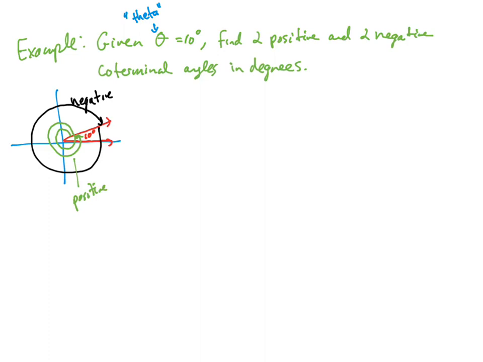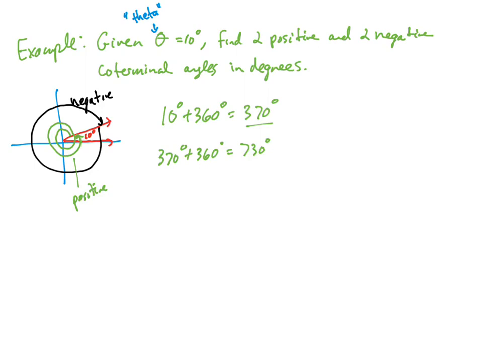But practically, in order to end up at 10 degrees after traveling in the positive or counterclockwise direction, all I do is I take 10 degrees and I add 360 degrees. So 370 degrees would be one positive coterminal angle. And again, if I start at 370 degrees and I add 360 again, that's just going to give me a second positive coterminal angle. So what is that, 730 degrees?